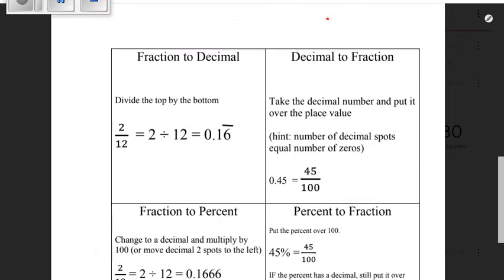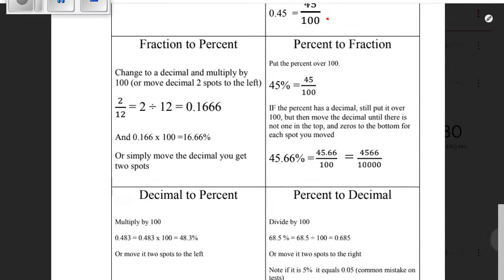Fractions to percent. What you can do is convert it to a decimal, and then you can either times it by 100 or just move it 2 spots. So that 2 12ths, I went 2 divided by 12, and I got this. You can take that, multiply it by 100, and you get that. Or what I do, it's a lot simpler, just move it 2 spots. 1, 2, it's 16.66%.